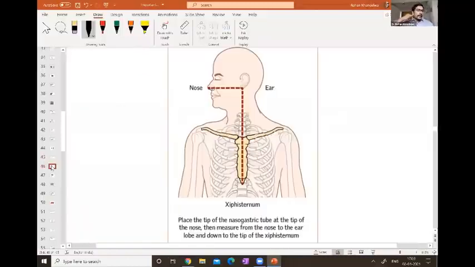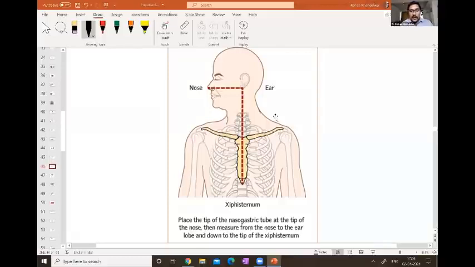You should know how to measure the length of the Ryle's tube: from the nose to the ear and ear to the xiphisternum. Nose to the ear and ear to the xiphisternum. That is the best way to measure the length of the Ryle's tube which is to be inserted. I'm sure a lot of you must have seen Ryle's tube being inserted. You should know all the potential questions pertaining to Ryle's tube. I've just told you some of the important questions.